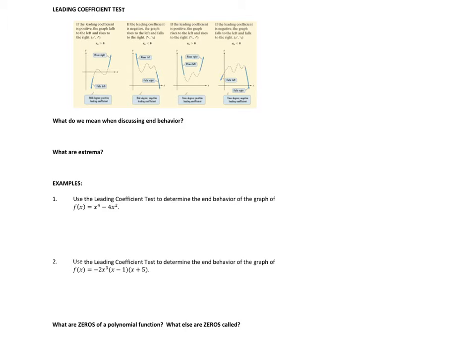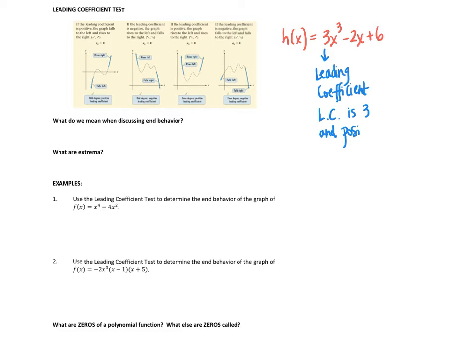So now let's look at the leading coefficient test, and let's consider that function that we were discussing. H of x equals 3x to the third minus 2x plus 6. As long as your function is in descending order, the leading coefficient is going to be the one that's leading. So that's why it's called the leading coefficient. You'll see me abbreviate this as LC is 3. And the important point here is that the leading coefficient is positive.